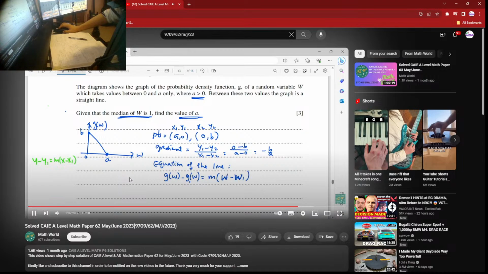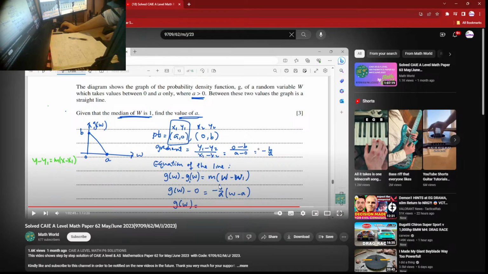Replace my x by W now. Okay, so from here I will get GW minus, I choose the point A. That means 0 equals to the m is negative b over a, W minus a. So from here I will get my equation of the line. So you just have the 2 points. So it's just y1, y2.